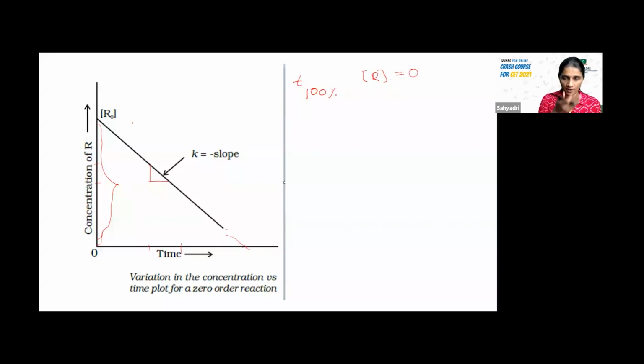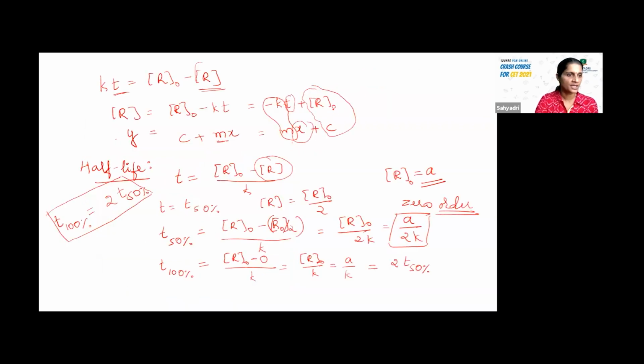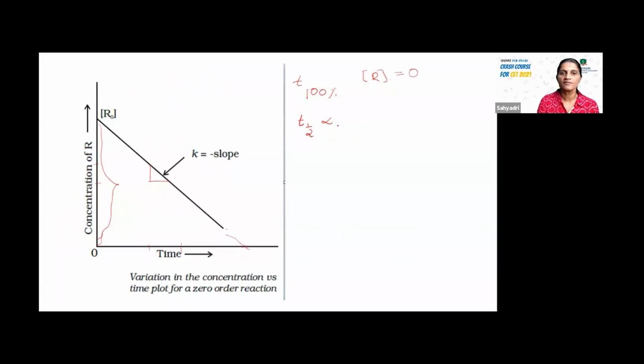One more, T half. If the order of the reaction is a fraction, what is the SI unit? Yeah, we will study that, the units of order of the reaction, later. First, let me complete this. I was talking about T half of a zero order reaction. We go back: T half of a zero order reaction was R naught divided by 2K, A by 2K, correct? So T half is equal to A divided by 2K. 2 is a constant, K is a constant.